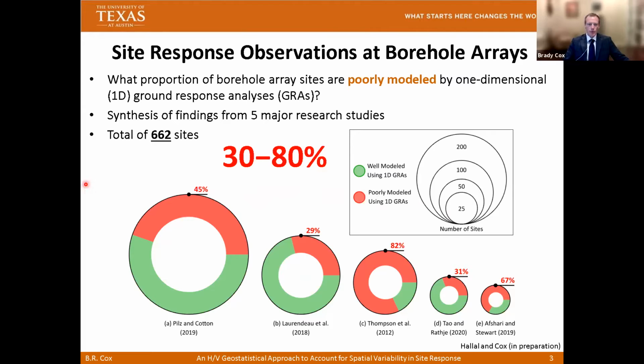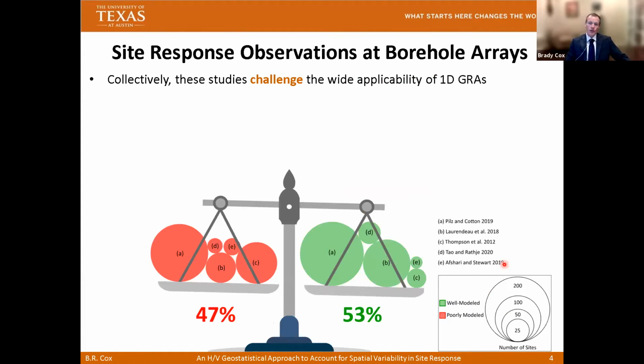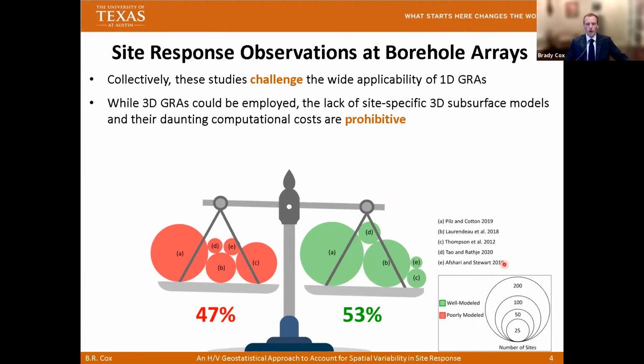You can see, for example, this large study published in 2019 by Marco Pilz and Fabrice Cotton, of the sites that they studied, where they studied more than 200, only 45% of the sites were poorly modeled. And if you look at Thompson et al. from 2012, 82% of the sites they studied were poorly modeled using 1D ground response analyses. So results vary depending on many things, but in general, I think it's fair to say that we are not as good at doing site response as we think. These studies collectively challenge the wide applicability of 1D ground response analyses.